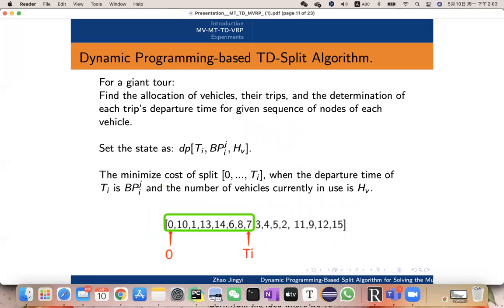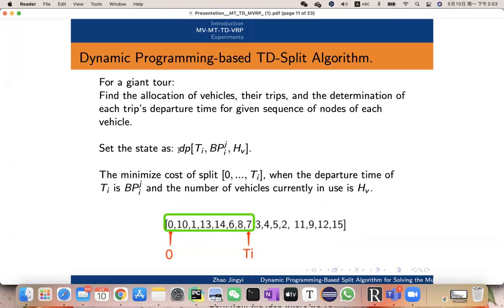So we use the dynamic programming-based algorithm, which is used to find the allocations of vehicles and their trips, and also determine the departure time of each trip. We set the state as 3 dimensions. The first one is Ti, and the second one is the breakpoint of Ti, the J's breakpoint. It means time. And the third one is how many vehicles we have used so far, HV.